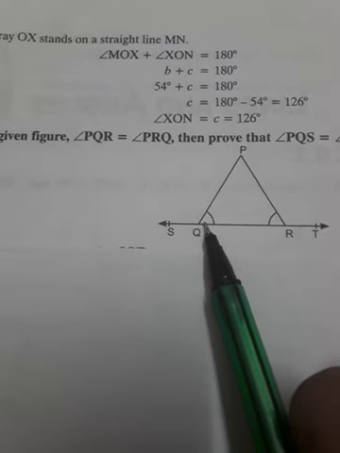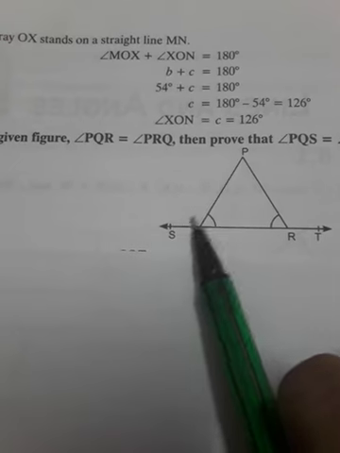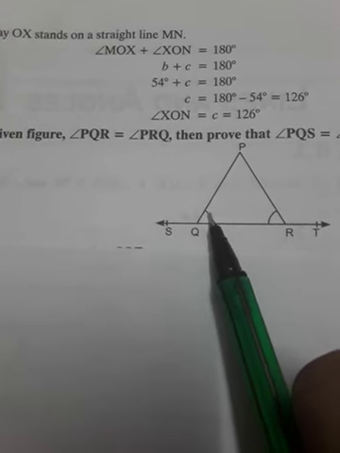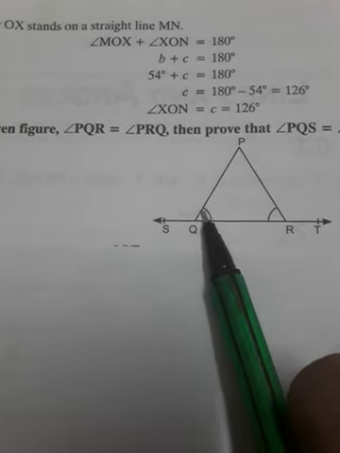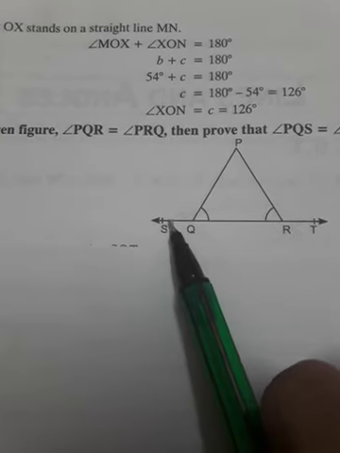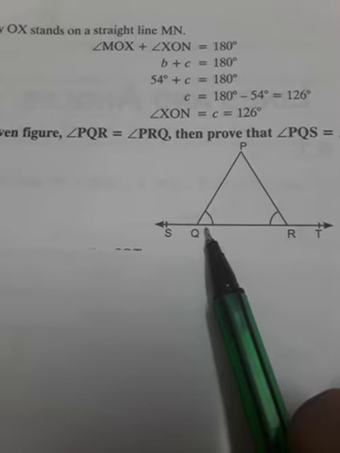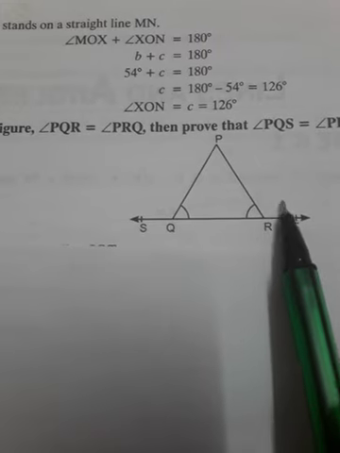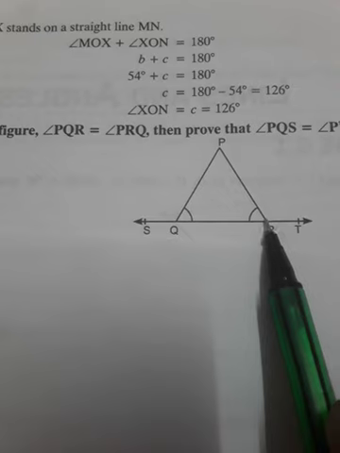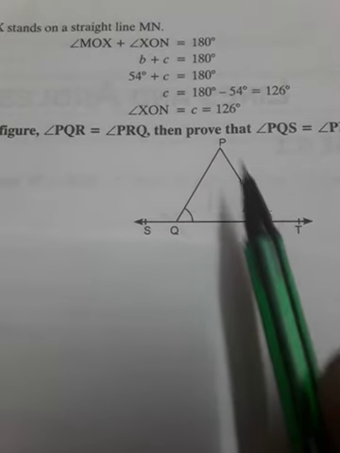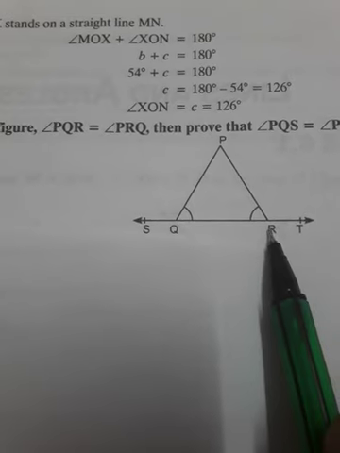For that, we can consider these two angles. What is the relation between these two angles? These two angles form a linear pair, isn't it? So, angle PQS plus angle PQR equals 180 degrees. Similarly, these two also form a linear pair. So, angle PRQ plus angle PRT equals 180 degrees by the linear pair axiom.